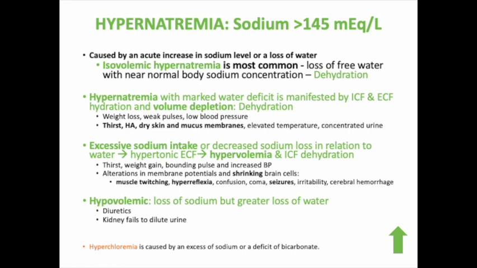In hypovolemic hypernatremia, there is a loss of sodium but a greater loss of water. This can be caused if we give patients diuretics and they're losing lots of water but not the same amount of sodium, or if their kidneys are not diluting their urine. And remember that hyperchloremia, or too much chloride, is caused by an excess of sodium, because whatever sodium does, chloride is doing passively. It has an inverse relationship to bicarb. So if there's too much chloride, then there's going to be a deficit in bicarbonate.